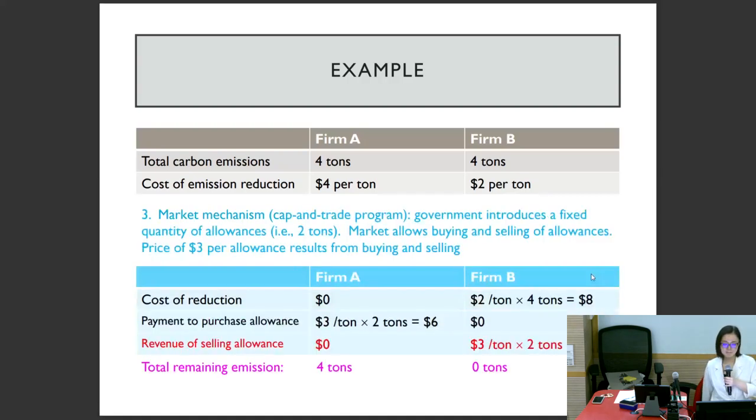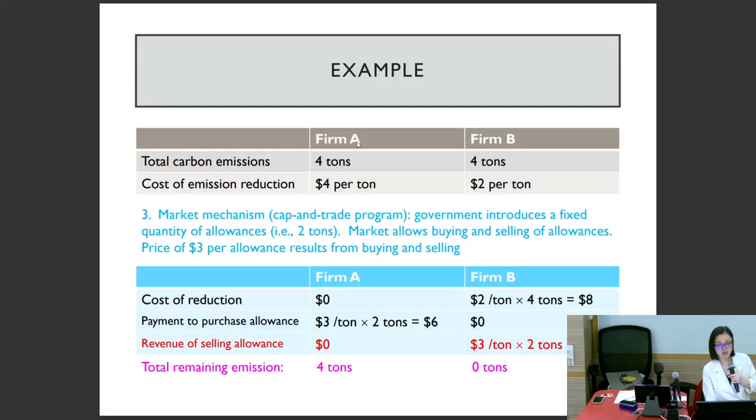Okay, how about market-based, the cap and trade? For cap and trade, the government introduced a fixed quantity of allowance, 2 tons. So firm A can emit 2 tons, and firm B can also emit 2 tons. The market allows buying and selling of allowances. A price of $3 per allowance results from buying and selling. So in the market, each allowance will be $3.